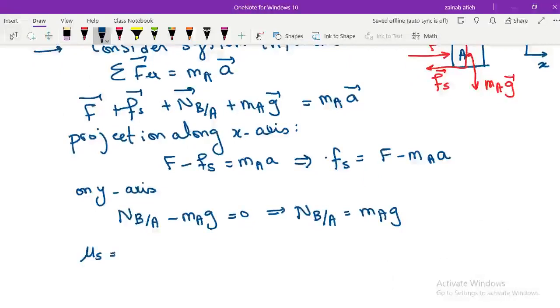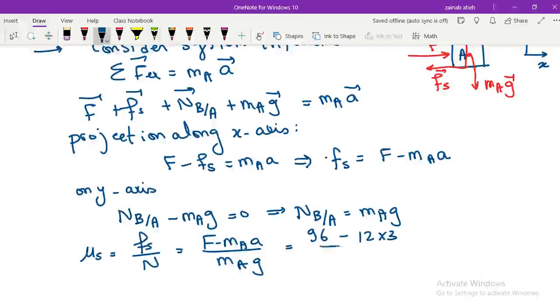Mu s is equal to Fs over N. It's equal to Fs, which I have as F minus MAA, over N, which is MAG. I can separate them if I like or substitute directly. F is 96 minus the MA, which was 12 times the A which was 3, over 12 times 9.8. Then I get mu s equal to 0.51. Remember that the coefficient of static friction and the coefficient of kinetic friction have no unit.